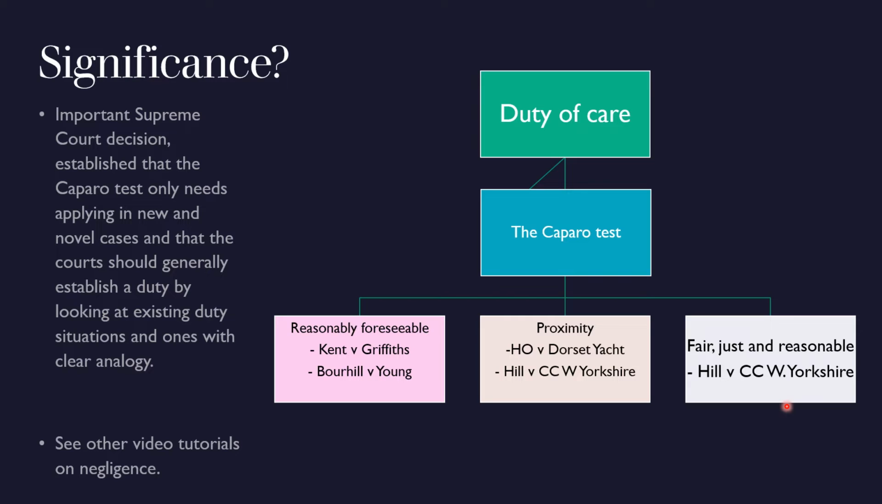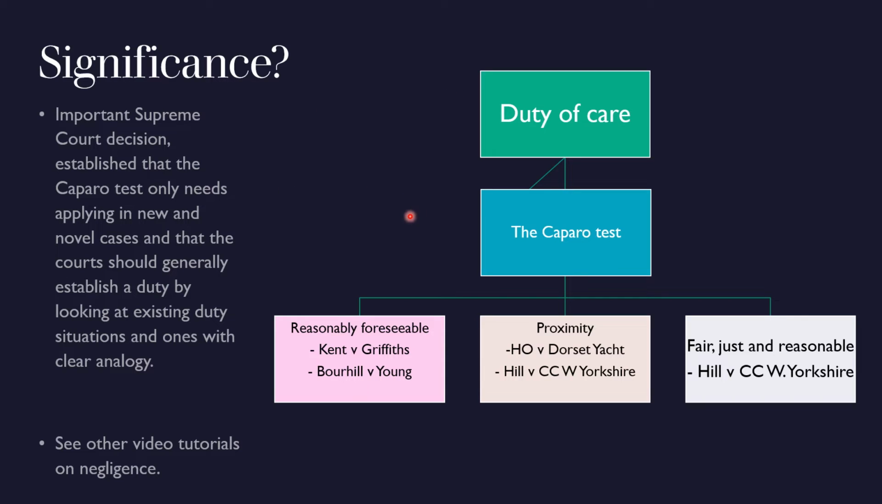Now it's important that you're familiar with this case of Hill, and the reason I've reminded you about it here is that actually in the case of Robinson, the trial court and the Court of Appeal talked significantly about the case of Hill, and they believed that Hill essentially made the police immune from negligence claims because of this fair, just and reasonable decision, and the Supreme Court talked about that. So we'll get onto that shortly.